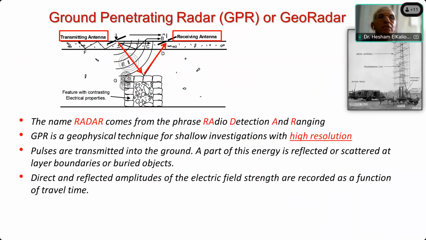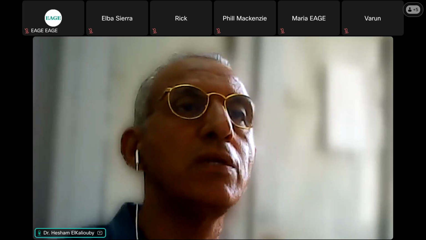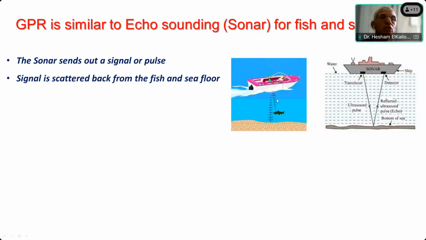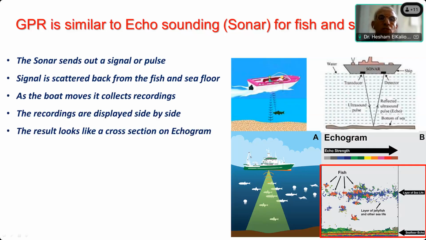Actually, GPR is quite similar to the echo sounder. You know, the echo sounder for the seas, when they would like to determine if there are any fish, or determine the sea floor or the bottom of the lake, how deep it is. Basically, in the sounder or sonar, they send a signal or a pulse. This pulse is scattered or reflected from the fish in the water, or reflected from the sea bottom or sea floor. As the boat moves, it collects many recordings of these reflections coming from the fish and the sea floor. And they can display these recordings side by side in what's called an echogram, and you can see it right here, which shows the fish and the sea floor.